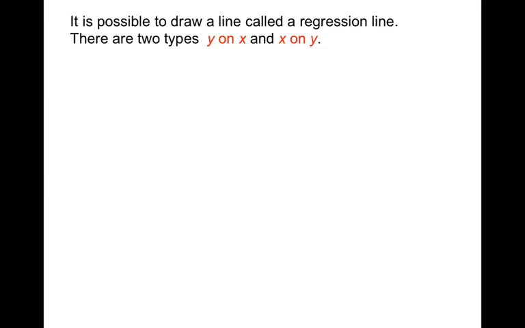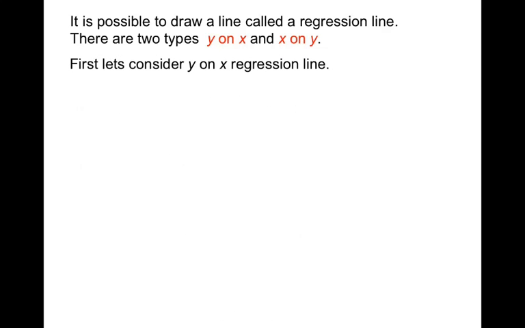It is possible to draw a line called a regression line. There are two types of line. The one which is called y on x, which is in the examination, and another one which is called x on y, which is not in the examination, but it's very useful for when you're doing your project.